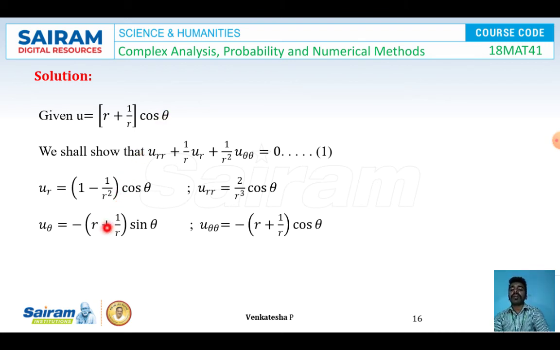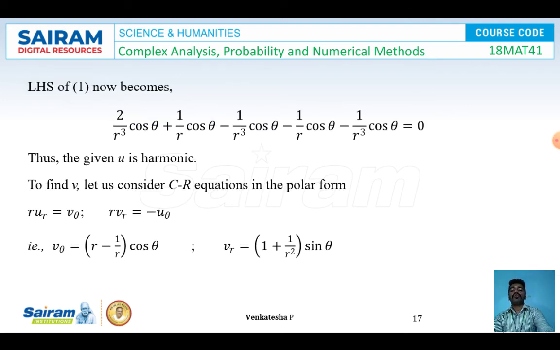So I am keeping r plus 1 by r as it is, cos will become minus sin theta. u_θθ will become, keeping r plus 1 by r as it is, differentiating sin theta, I got minus cos theta. So now I'll be replacing these two values and this u_r value in this equation. So the equation will be 2 by r³ cos theta plus 1 by r cos theta minus 1 by r³ cos theta minus 1 by r cos theta minus 1 by r³ cos theta is equal to 0. So I can cancel 1 by r cos theta with minus 1 by r cos theta, and 2 by r³ cos theta with minus 1 by r³ cos theta and minus 1 by r³ cos theta. It will become 0. So hence we can say u is harmonic.